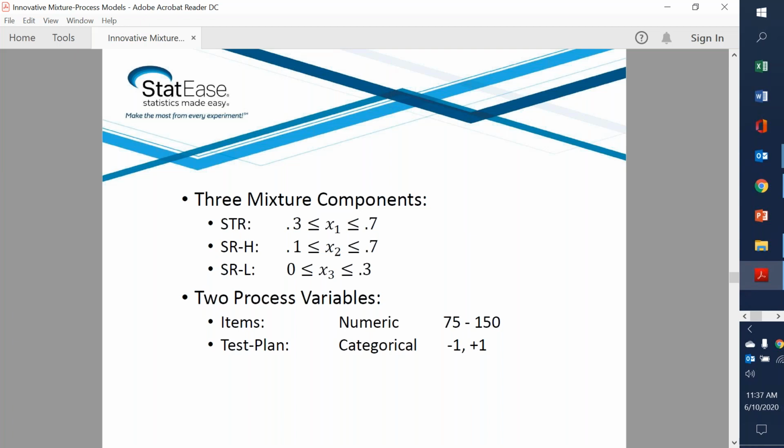So STR is bounded at 0.3. The process variable is the number of items, I'll tell you that. So when we say that STR is 0.3, 30% of whatever we're doing in terms of the total items would be STR, okay? And similarly for the SRH, there was a lower bound of 0.1 and an upper bound of 0.7. SRL had a lower bound of 0, we could go all the way to 0, up to 0.3.